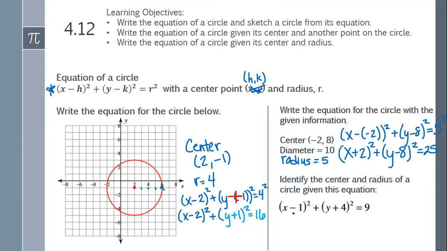Identifying the center and the radius. So my center would be at the point (1, negative 4). And if you need to, you can change this to y minus negative 4, so it looks more like the equation where I have minus and minus. The radius is the square root of 9, which is 3. So again, not too hard. Those did show up a little bit on your Unit 4 test.